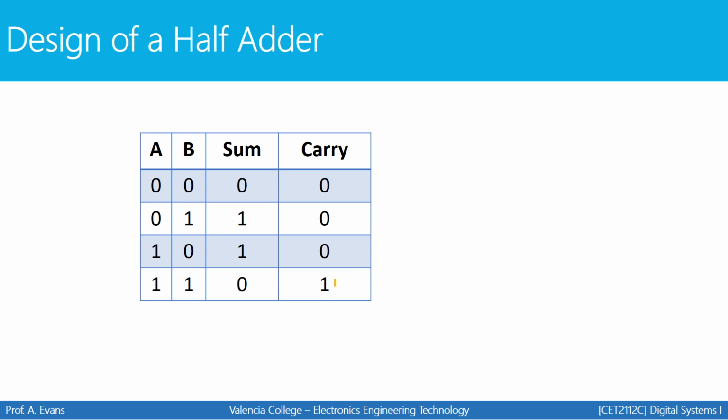Now we have a really simple truth table that we don't even really need a K-map for, because we can see that sum is only high in these 2 rows. You have not A and B, or A and not B, which is A exclusive OR B. And then we can see that carry is only high when A and B are both high. So now we have 2 equations for the half adder that are a lot simpler than the full adder because we have less inputs.